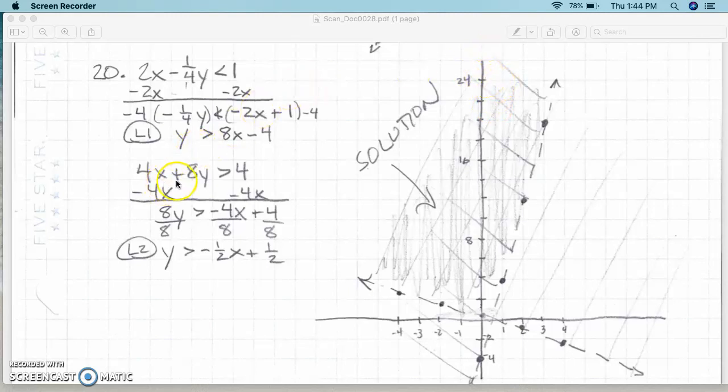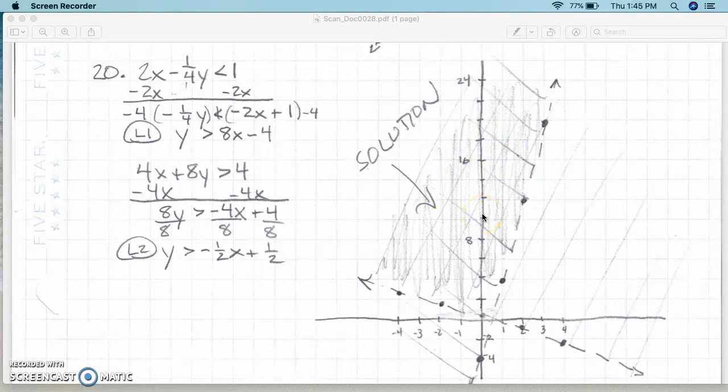Then my second one, 4x plus 8y is greater than 4. I'm going to subtract 4x from both sides and divide everything by 8. I get y is greater than -1/2 x plus 1/2. And I'm going to graph my 1/2. Then I'm going to apply my slope, down 1, right 2, or up 1, left 2. Again, it's dashed, and it's greater than, so it goes up this way from that line. And my solution is where they overlap, which is this area over in here.